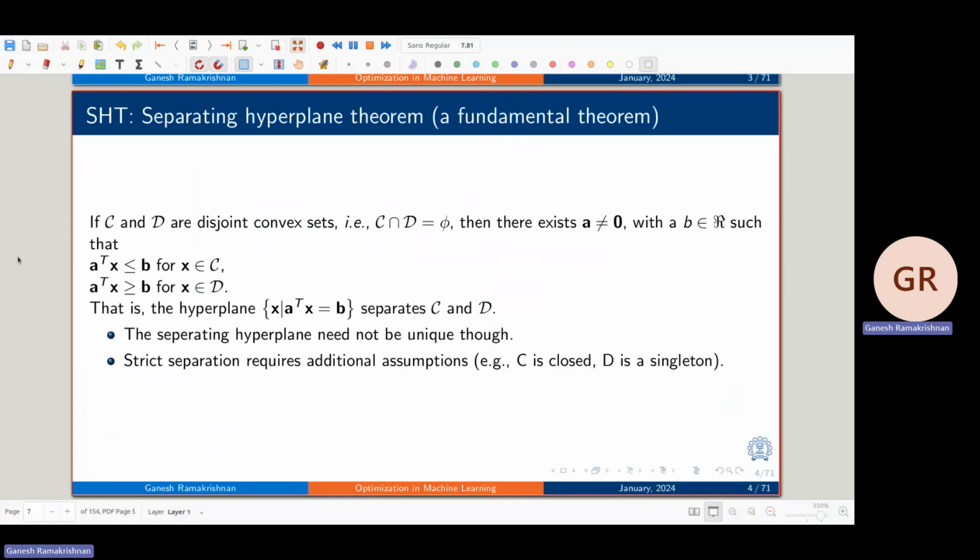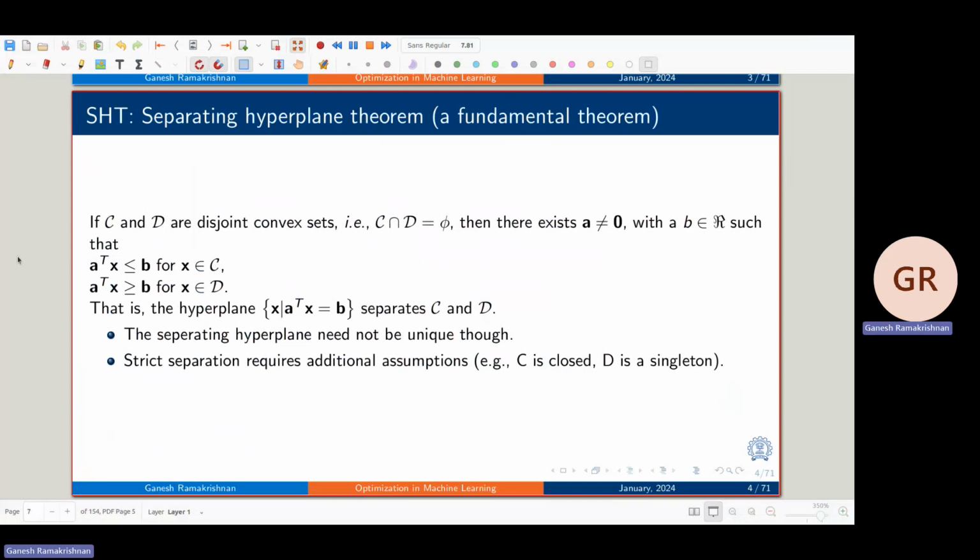So if this is C, this is D, you're guaranteed a separating hyperplane. It need not be unique, right? So while I've shown one separating hyperplane, it's not difficult to come up with a bunch of others. This is also a separating hyperplane. This is also a separating hyperplane, right?